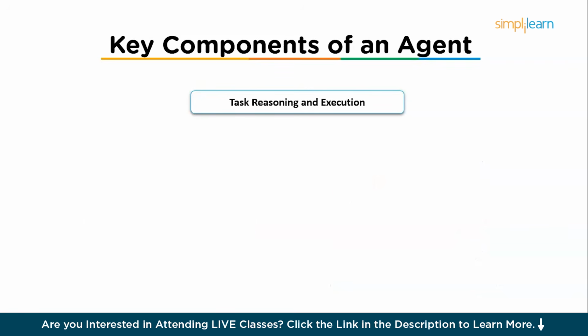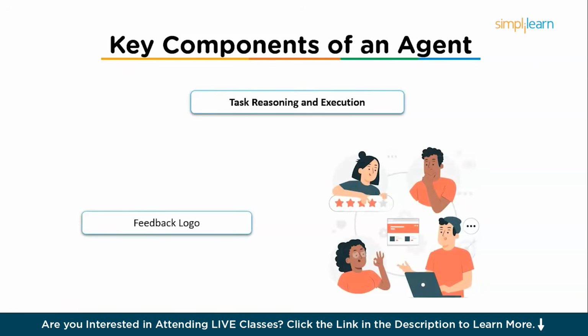Now moving on, we have feedback loop. After performing actions, it gathers feedback on the results. This feedback is used to refine future decisions and improve task handling. Continuous learning from successes and failures is a key feature here.